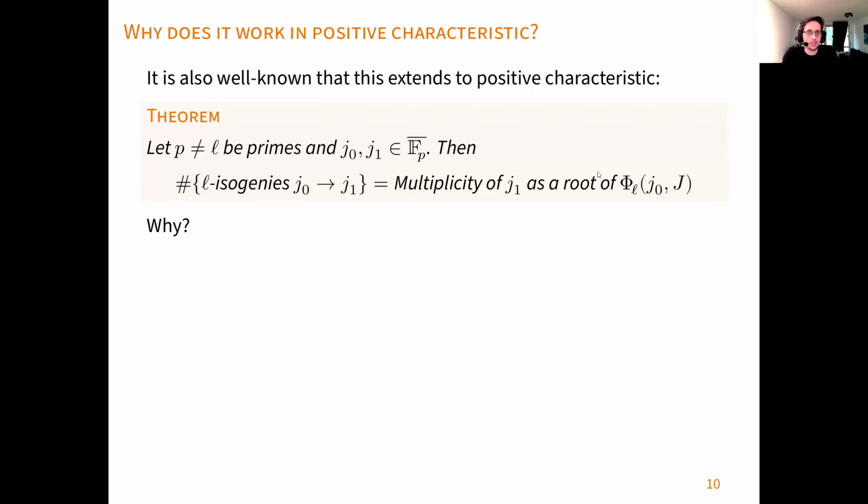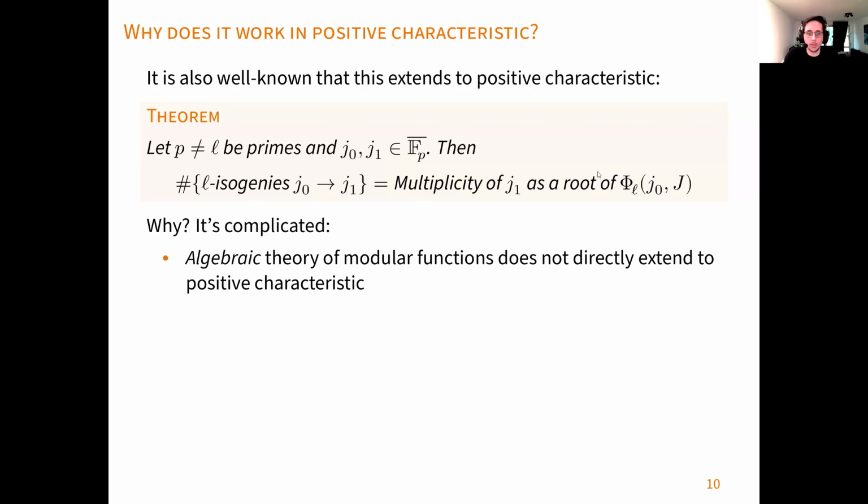The answer to this is, well, it's actually quite complicated, because the algebraic theory of these modular functions, with which we saw the statement over the complex numbers, does not extend to positive characteristic. This shouldn't be too surprising, because we're basically doing a lot of complex analysis. So we're working with Eisenstein series and having some notion of convergence there. And all of these things get lost if we go to finite fields.